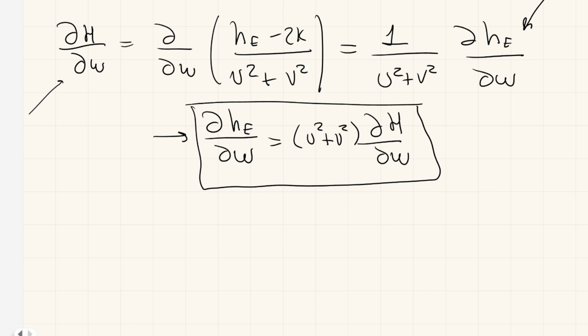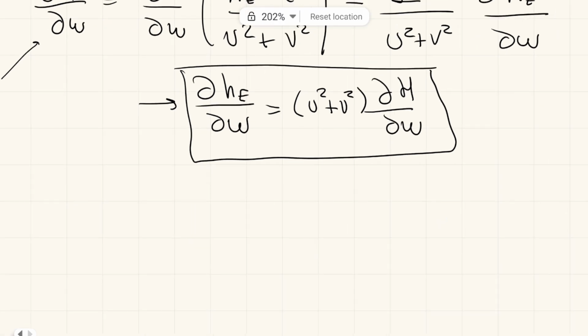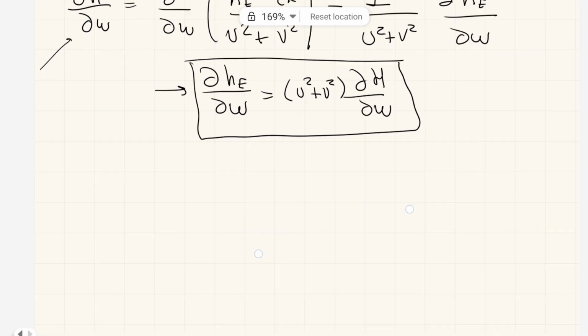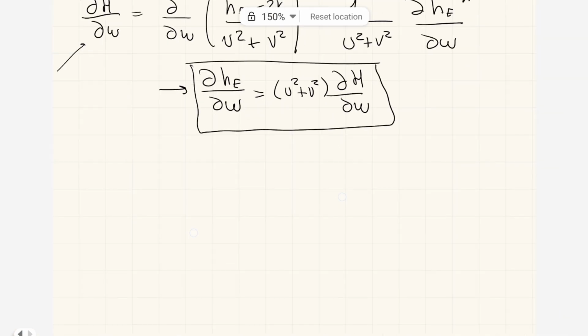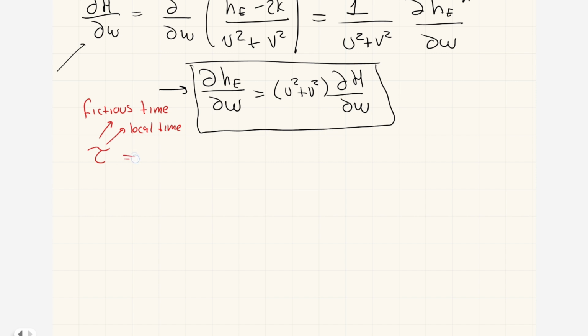And for now, we are going to introduce another relation with a new parameter that will be tau. In this case, tau will be known as the fictitious time or the local time in some context. But that is not important right now. The change of variable that we are going to do is that d tau is going to be equal to dt divided by (u² + b²). You are about to see why.